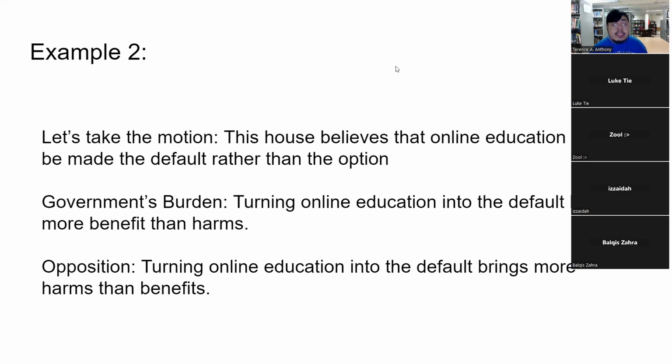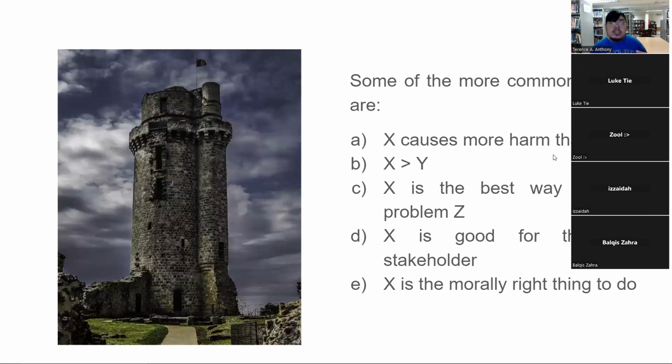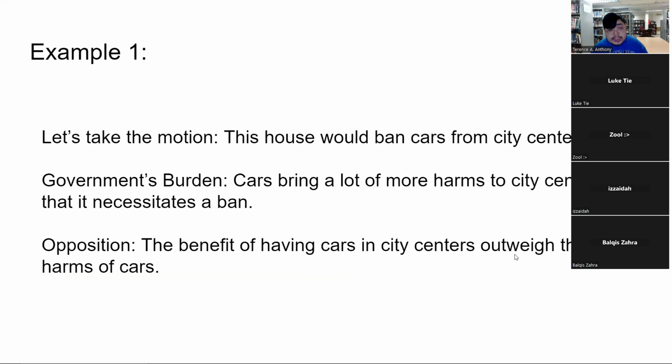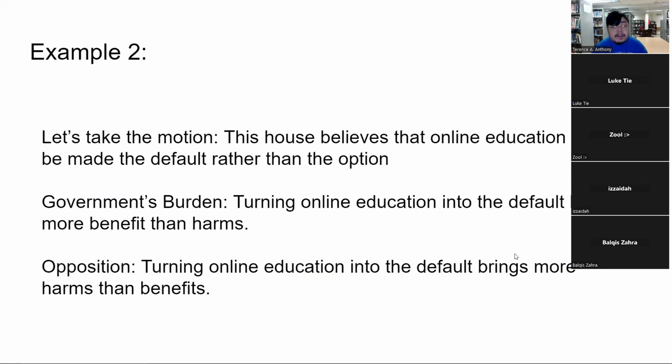However, there are times where you could also reframe the burden. So maybe in the government bench, you could say that online education benefits the most vulnerable group of people. This is quite close to what I mentioned earlier about stakeholders. Where is it again? Yeah. So the first example that I showed on screen just now was practically A, that X causes more harm than good. But then you could also recharacterize things and say that X is good for the main stakeholder. So in this case, you might say that online education benefits a lot of underprivileged people who are locked out from quite a number of educators geographically.